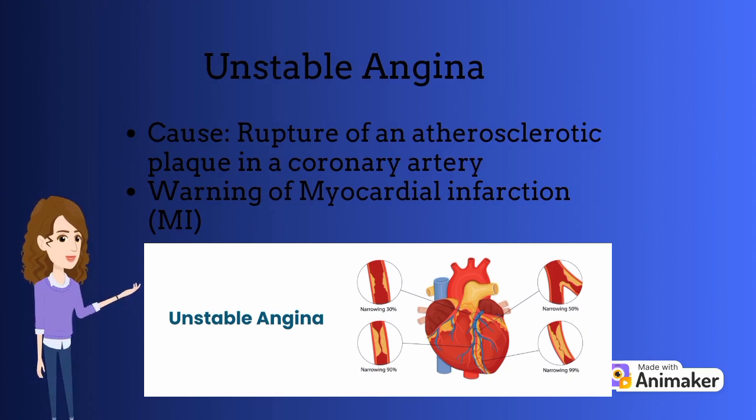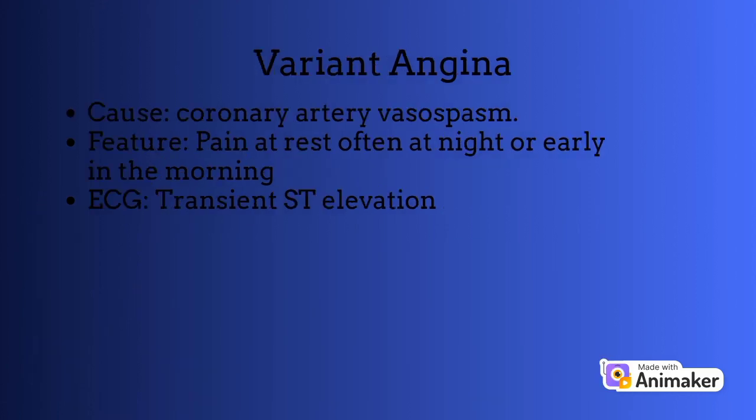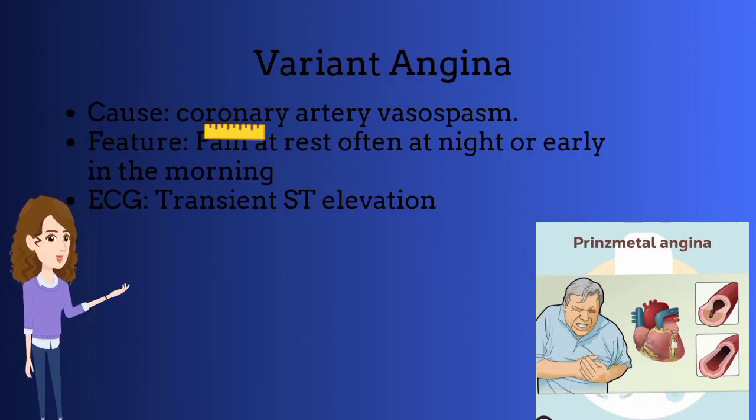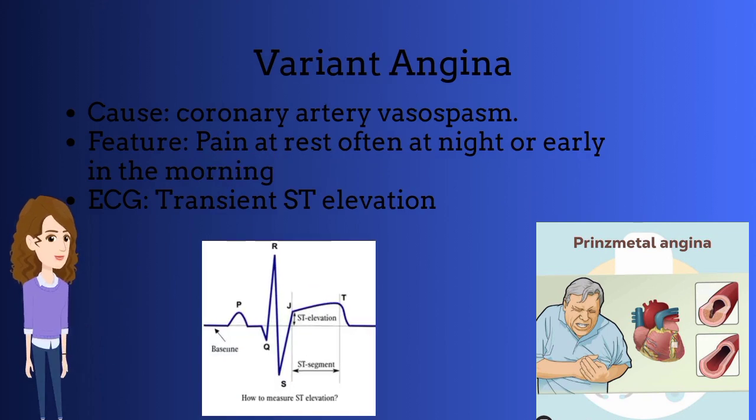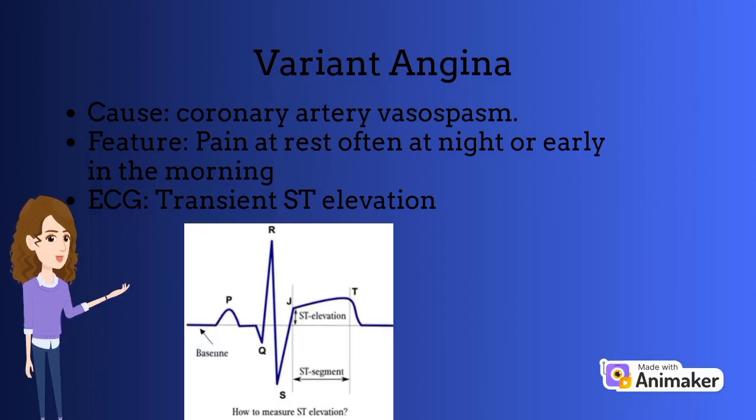Unstable angina is caused by rupture of an atherosclerotic plaque in a coronary artery, leading to formation of a blood clot that partially or completely blocks blood flow to the heart. It is a warning of impending myocardial infarction. Variant or Prinzmetal angina is caused by coronary artery vasospasm. Unlike in stable angina, patients still feel pain even at rest. In the ECG, it is represented by what we call a transient ST elevation.